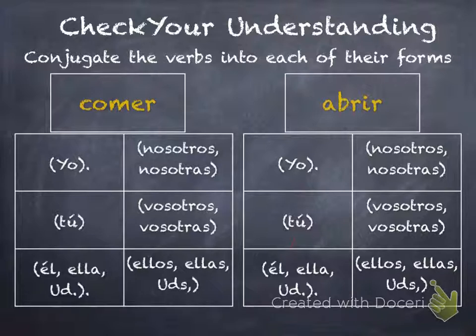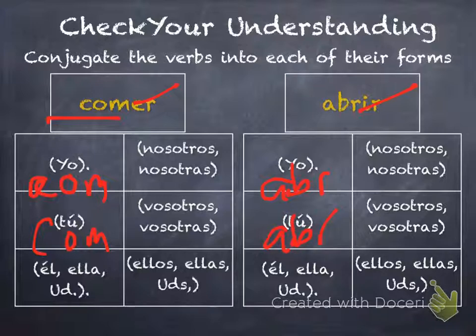Step 1, of course, is to drop your ending every time. So that's dropping the ER and the IR, which means for every single box, you should have the stem at least. COM for these, ABR, ABR, okay? So you have step 1 done.